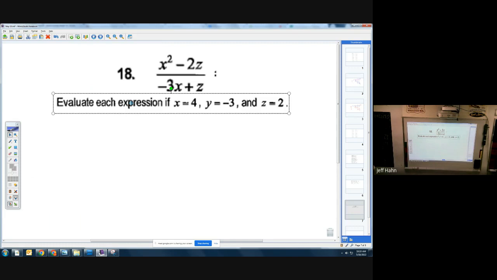Did you put parentheses around it? Oh, I see. Matt, did you get problem number 18? No. Oh, 19. Raise your hand if you got problem 18. Oh, I got it. All right.